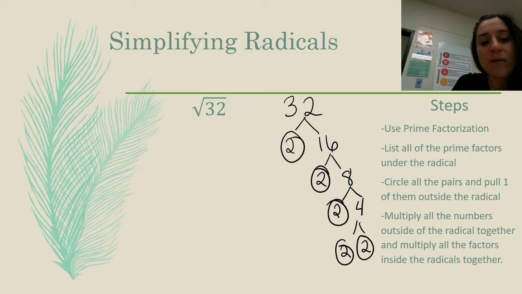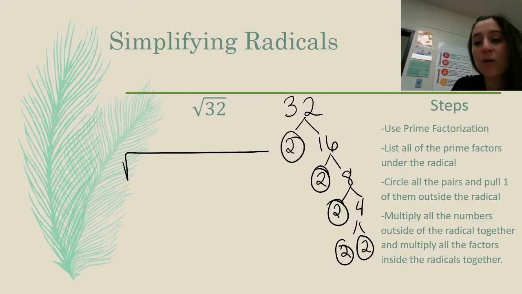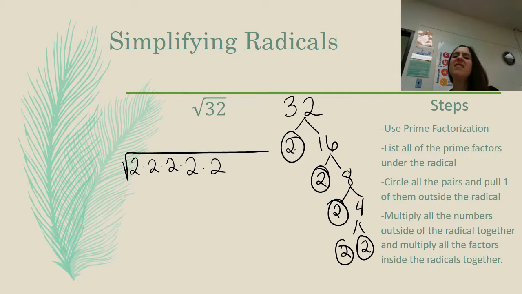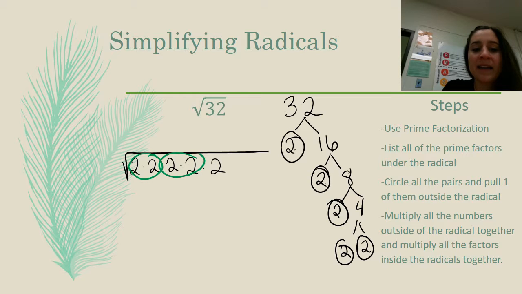Now I'm going to write my radical symbol, and I'm going to write all of my prime numbers. So I'm going to count them. 1, 2, 3, 4, 5. So I have 5 2s. Once I've listed out all of my prime factors, what I'm going to do now is circle pairs. So here's a pair, and here's a pair.